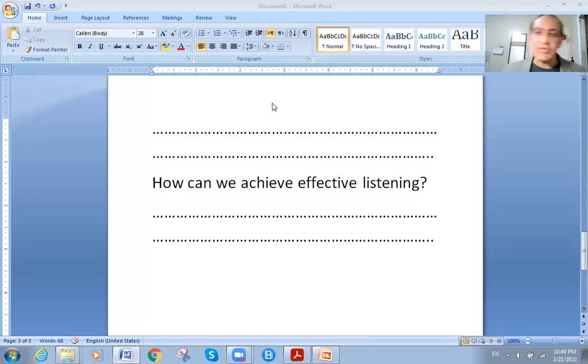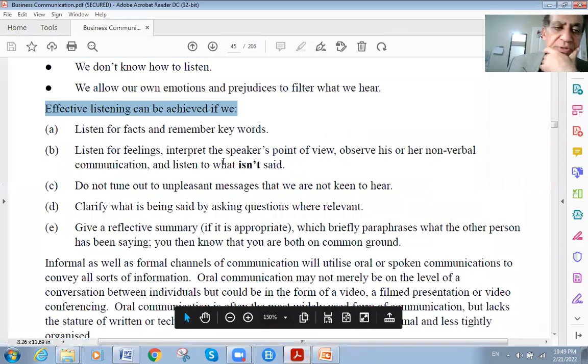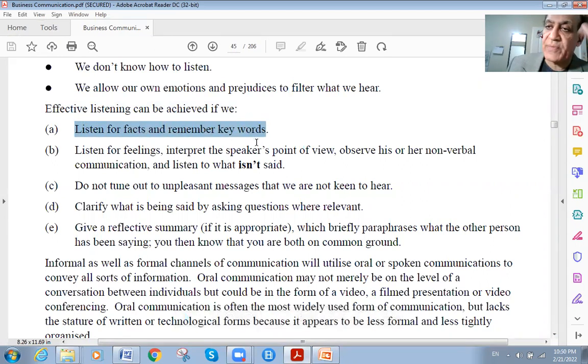One more thing I want to talk about is how can we achieve effective listening? That's what we were working on now. Listen for facts and remember keywords. Very important when you listen is just to listen to the facts. What are the facts? It is explained here. What are the points which I'm hearing?